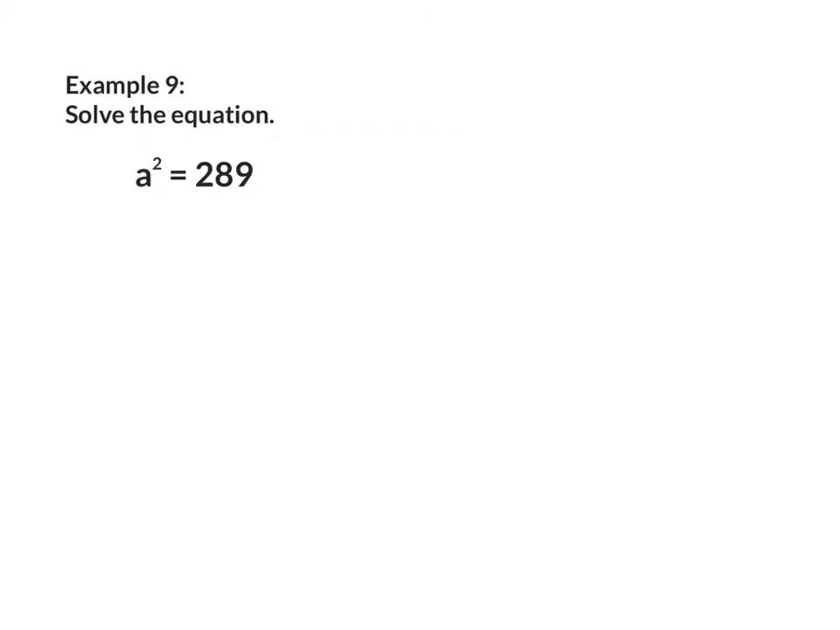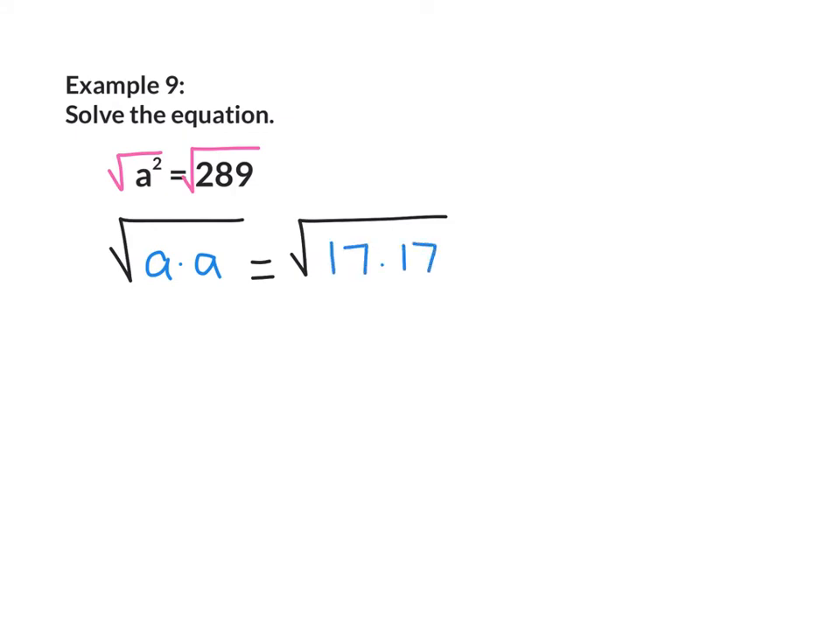Example number 9. Solve the equation. A squared equals 289. So the inverse of anything squared is to take the square root. So I'm going to take the square root of both sides. So when I break down a squared, that gives me a times a. When I break down 289, that gives me 17 times 17. Now I have my twins. So one dies, one escapes. One dies, one escapes. So my answer is a equals positive or negative 17.